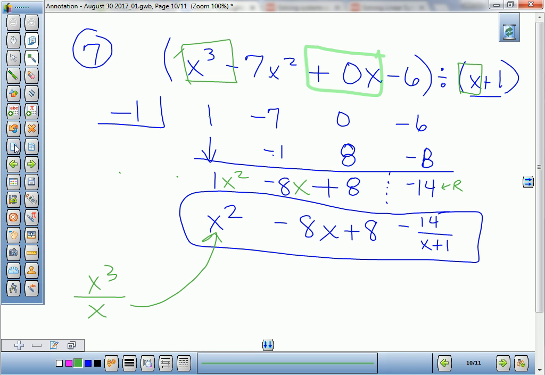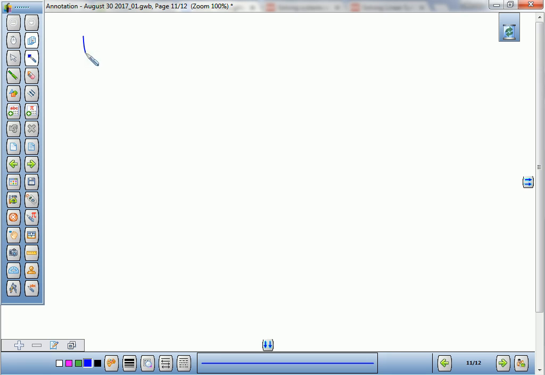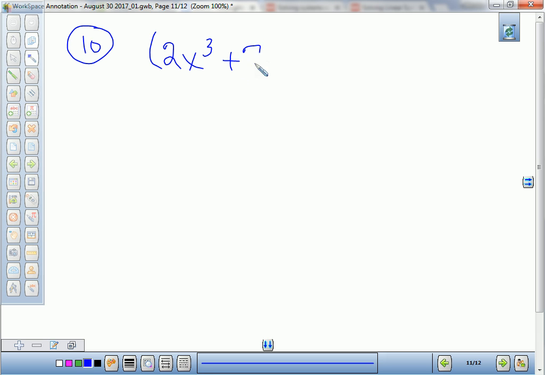Okay, number 10 was requested. Let's do number 10. Number 10 is 2x cubed plus 7x squared plus 2x plus 1, all divided by x minus 5. Okay, so we weren't missing any on this one. Since we're not missing any of our terms, any degrees, we don't have to put in any zeros.